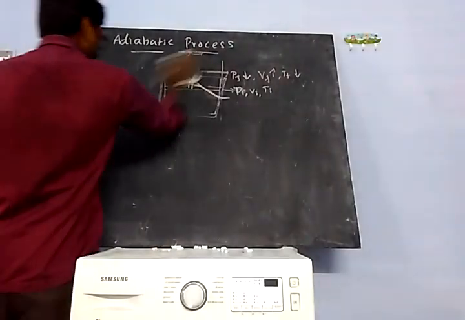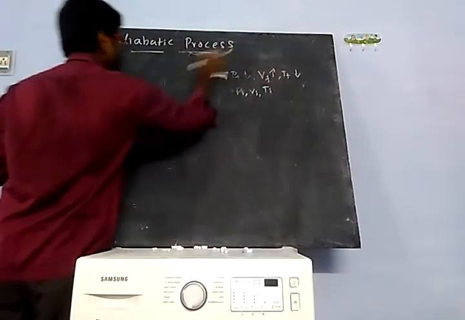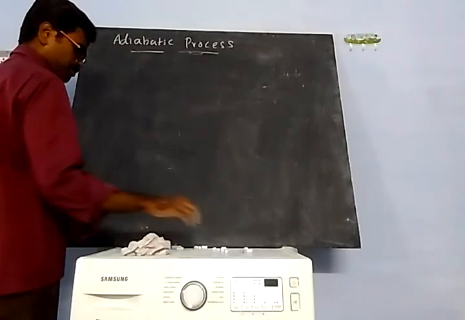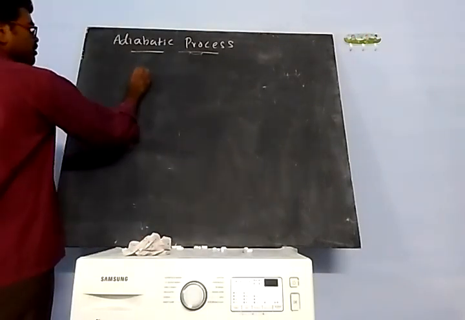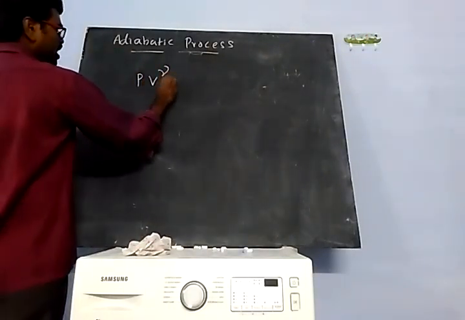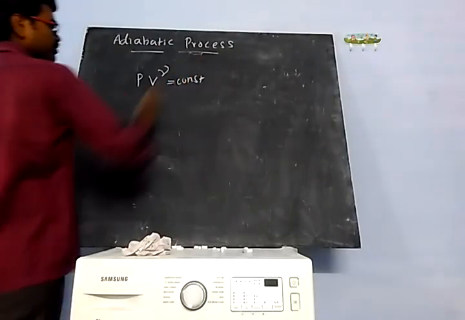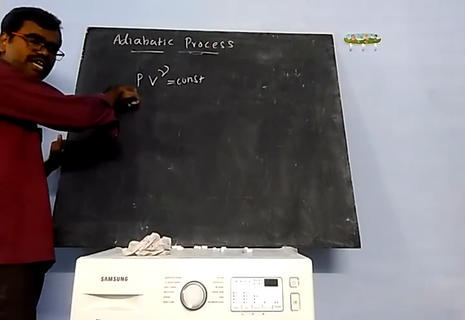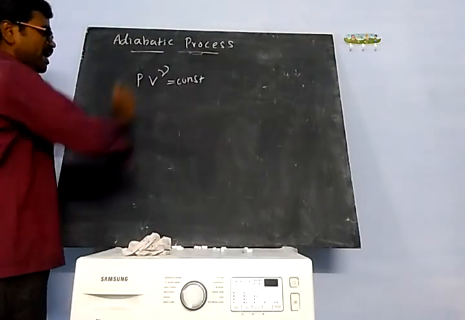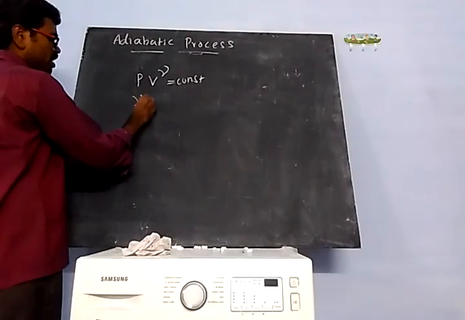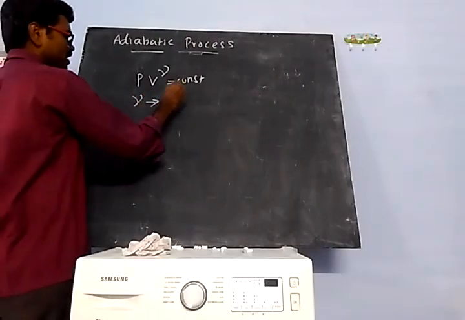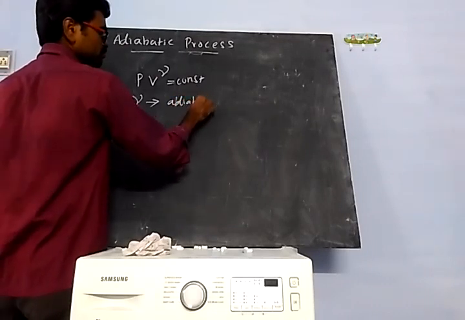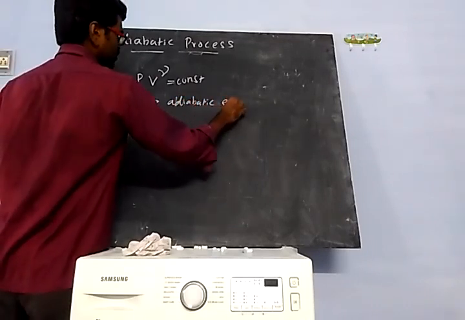In the isothermal process, PV is equal to constant, but here PV power gamma is equal to constant. Here P is the pressure, V is the volume, and gamma represents the adiabatic exponent.